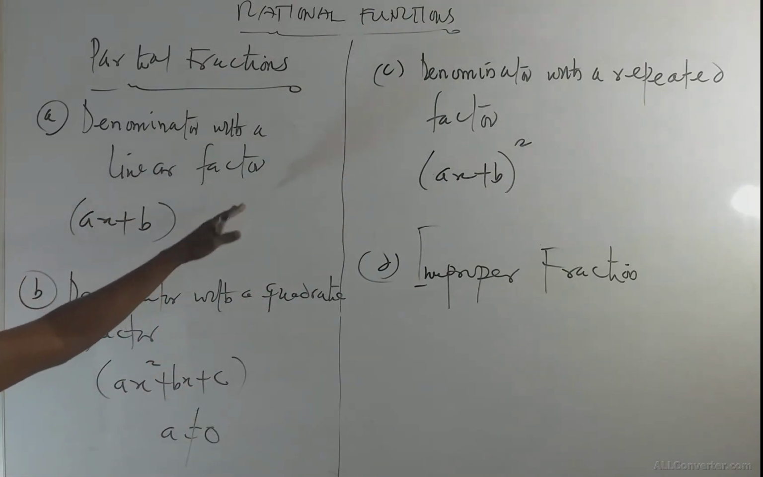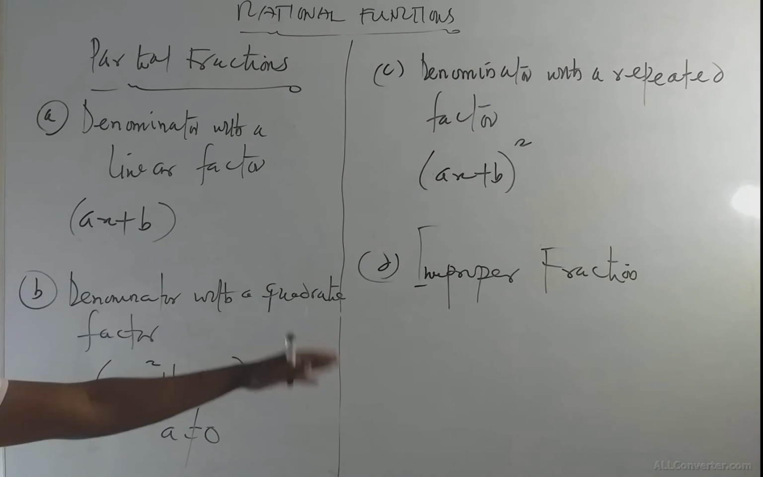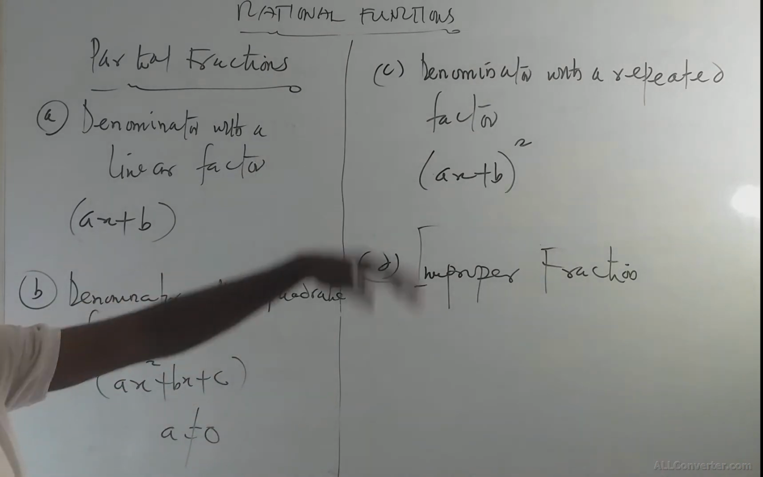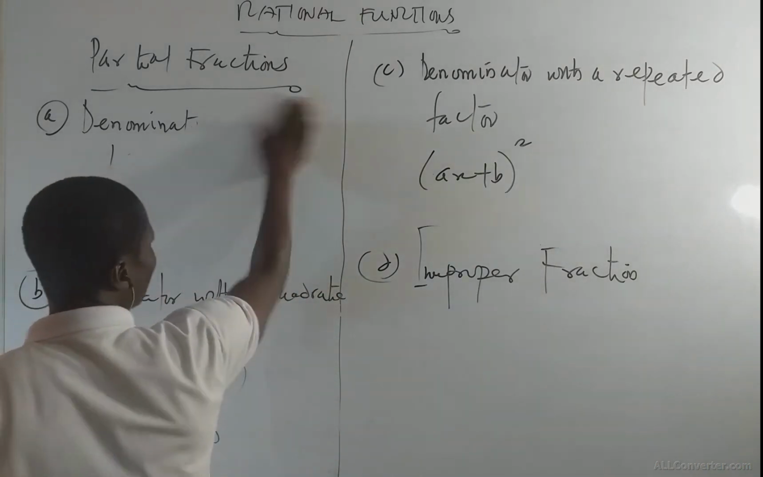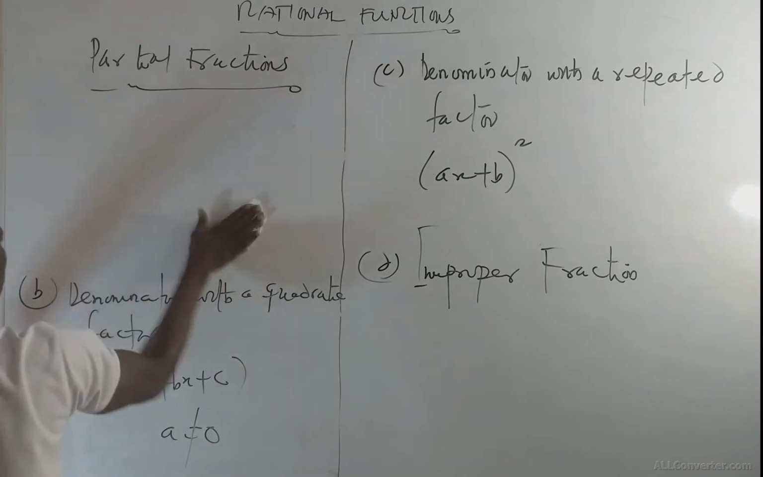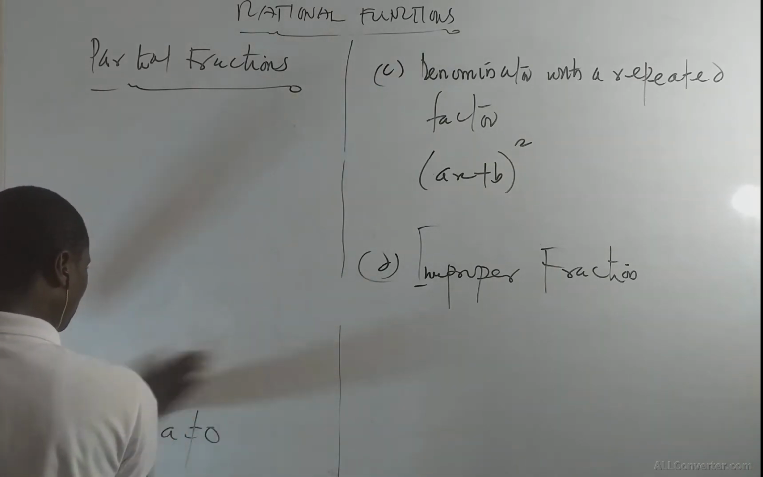Denominator with a linear factor. We have denominator with a quadratic factor. Then we have denominator with a repeated factor. Then we have the improper fractions.